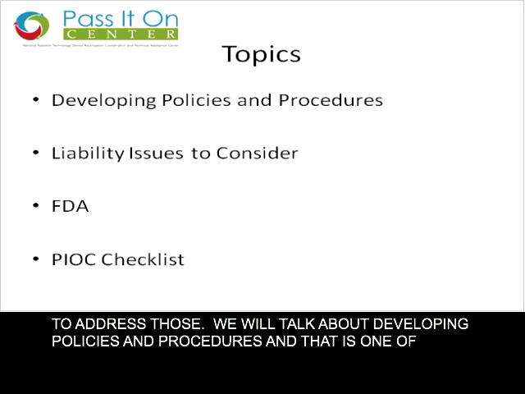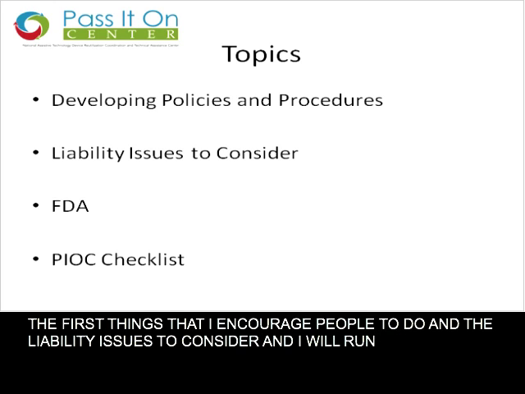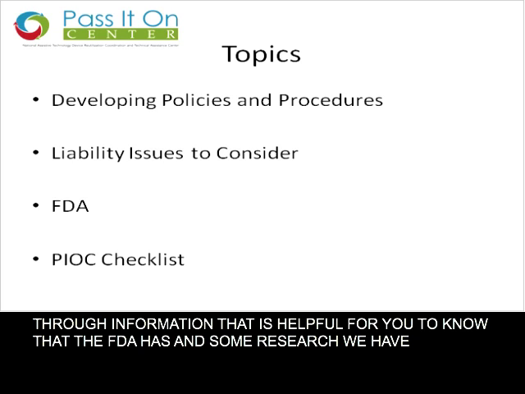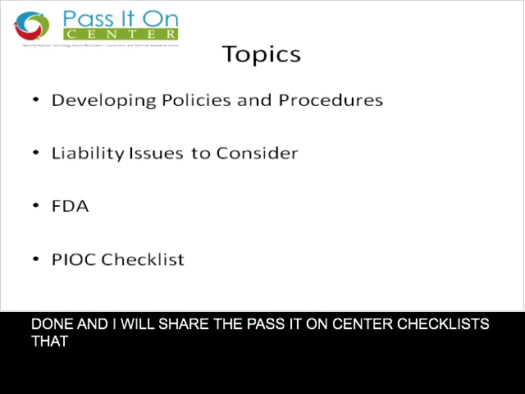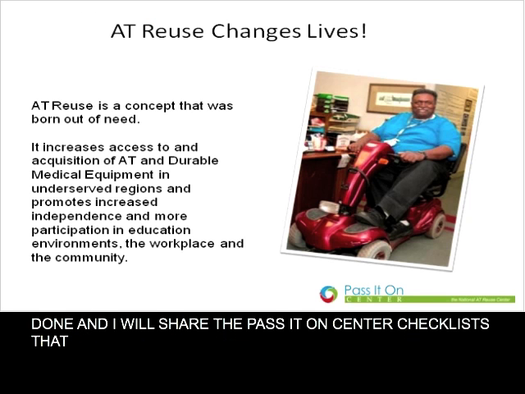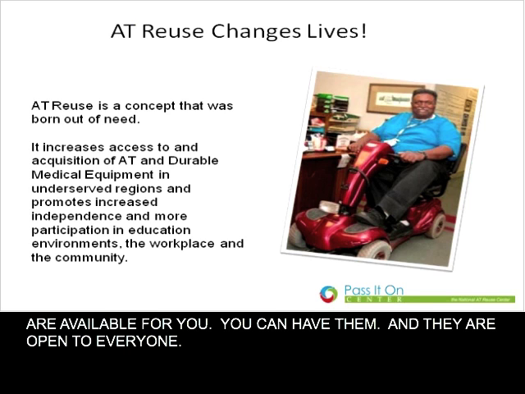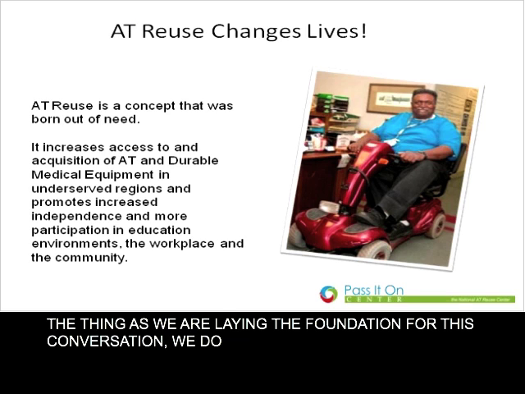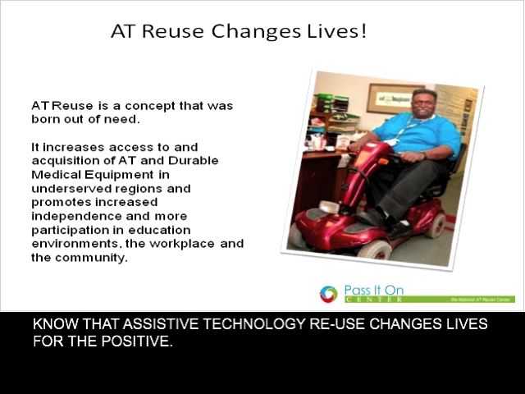So we're going to talk about developing policies and procedures. That's one of the first things that I encourage people to do. We're going to talk about some liability issues to consider. I'm also going to run through some information that would be helpful for you to know that the FDA has and some research that we've done with the FDA. And then I'm going to share some of the Pass It On Center checklists that are available for you without any problem. You can have them. They're open to everyone.